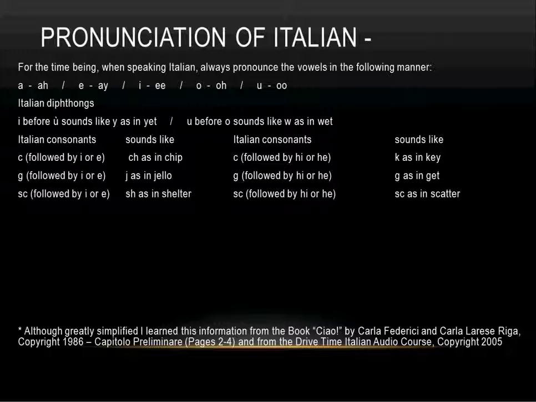And just like with just the C by itself and the G by itself, if you insert an H before the I or E and directly after the SC, then the SC becomes hard. Then we have the sound as in scatter. A perfect English word, actually, that illustrates this is the word school, because we spell that S-C-H-O-O-L, school. That's exactly how that would be pronounced in Italian as far as the SCH. It has the sk sound.